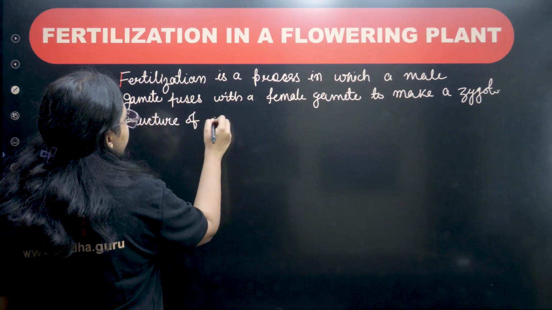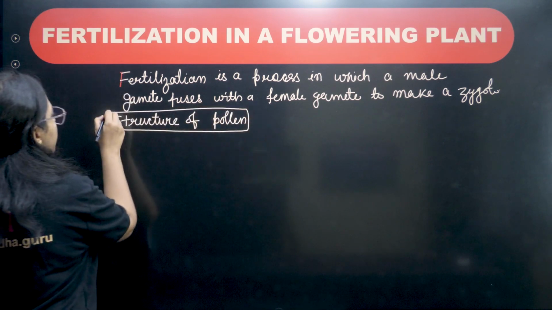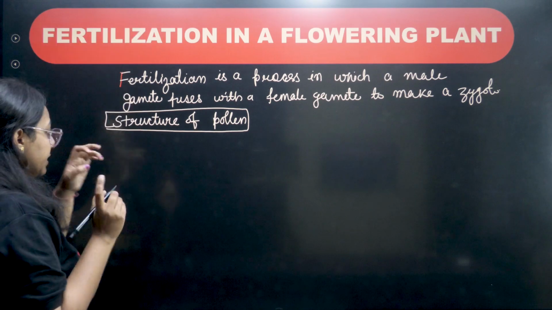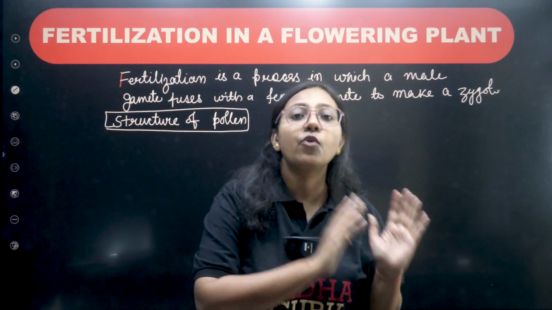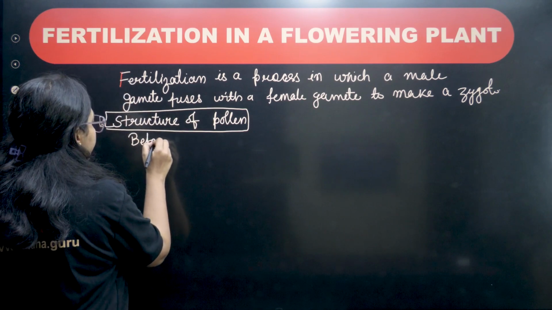So first we'll draw the structure of the male gamete, which is also called pollen, the pollen grain. When we draw the pollen grain, we have to make two types of pollen grain, one before maturation and one after maturation. So this is before maturity.